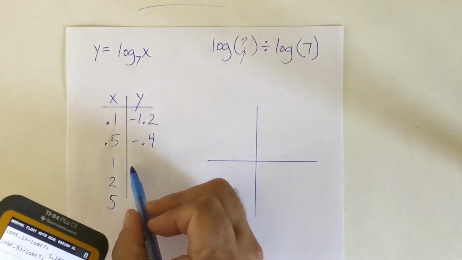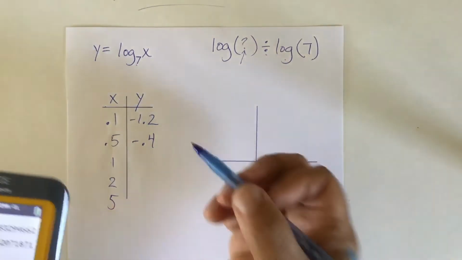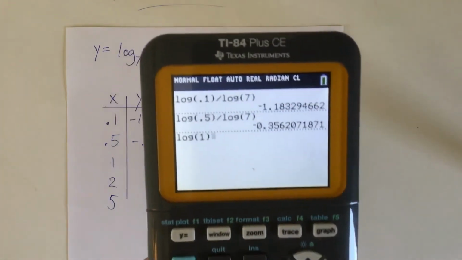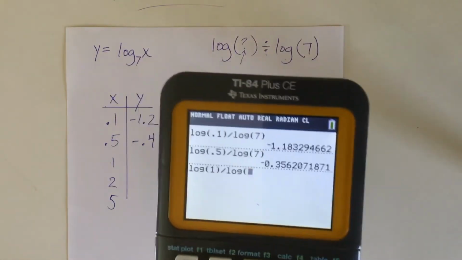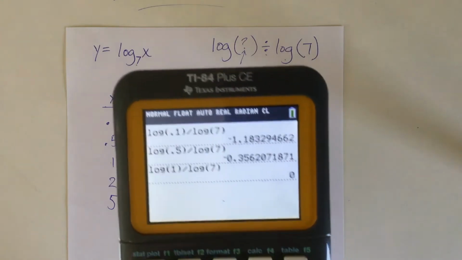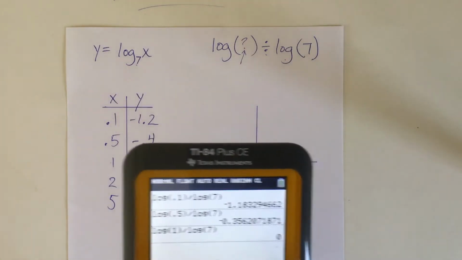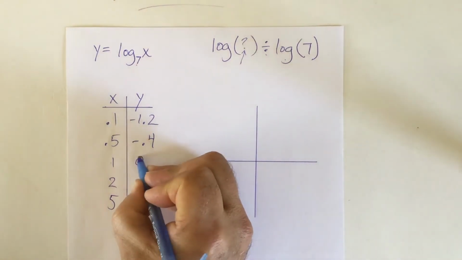And I don't even want to punch this one in, because the log of 1, no matter what I do, is going to be 0. So if I divide it by the log of 7, it's still 0. You take 0, divide it by anything you want, you still got 0. So this answer is always the same.